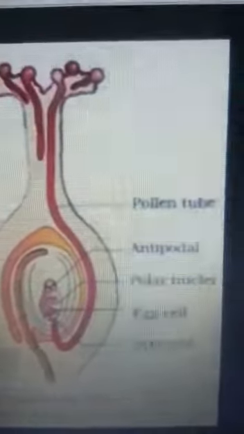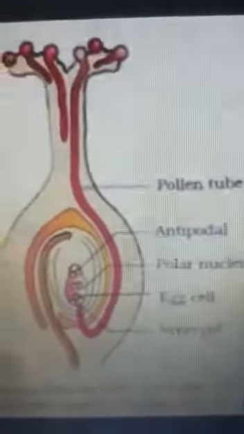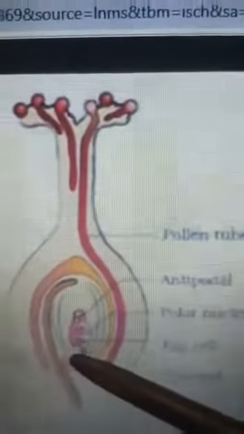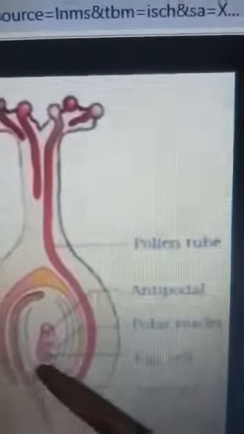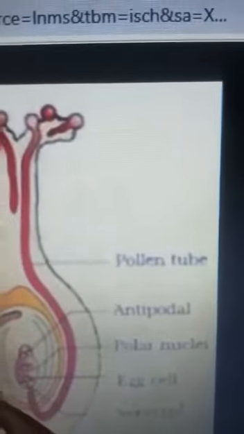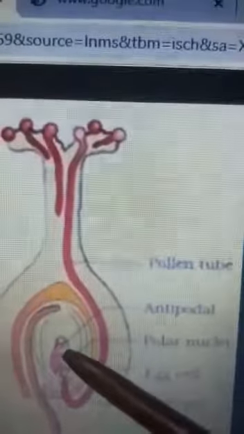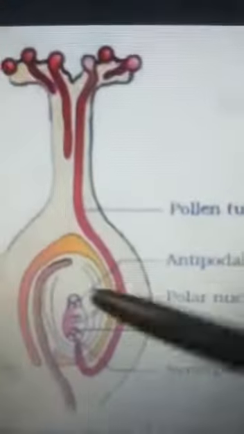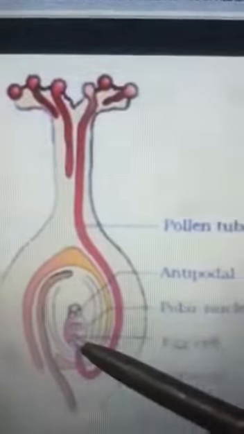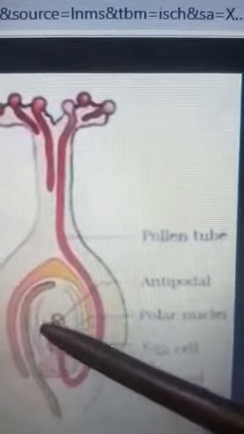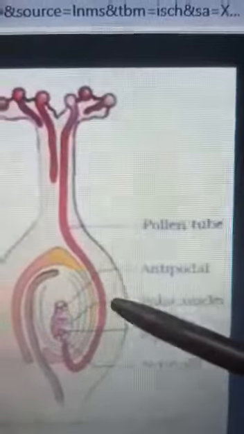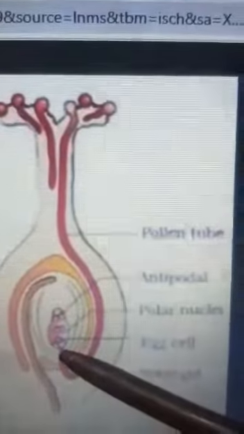The top of the pollen tube bursts open. This is the top. The top of the pollen tube bursts open and the male gamete comes out. Inside the ovule, female gametes are present. Eight cells are present inside the female gamete, but there is no need to know in detail what these eight cells are. You just need to know that within this ovule, the female gamete is present, and through this pollen tube, the male gametes come.